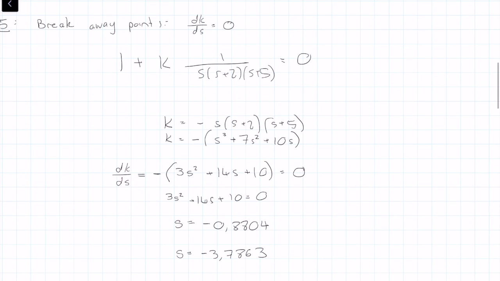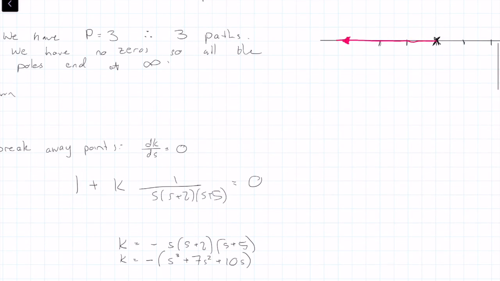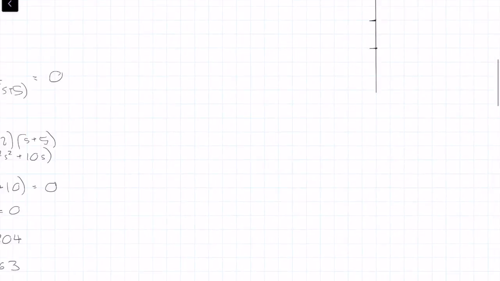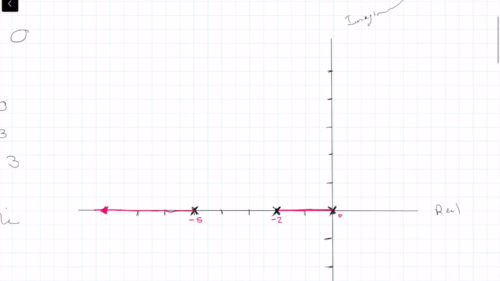Okay, so now we have to figure out which one of these is most applicable. So we have our root locus already. Let's just number these. So this is 0, this is minus 2, that is minus 5. Okay, so our first point, we know that it needs to break away somewhere here, right? It needs to break away in here, because this already goes to infinity, so it needs to break away between 0 and minus 2. Logically, it needs to break away there, because we already have one of them going to infinity.